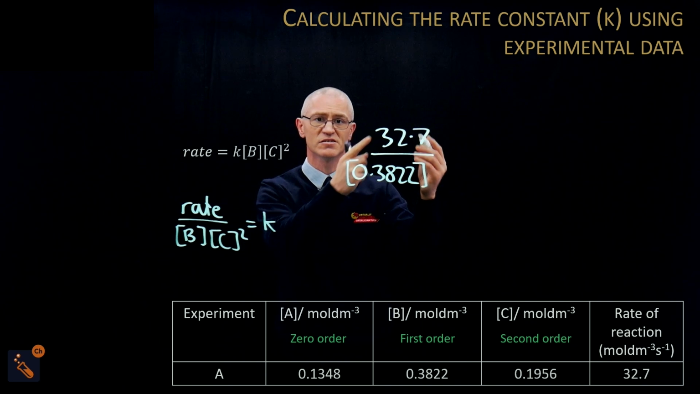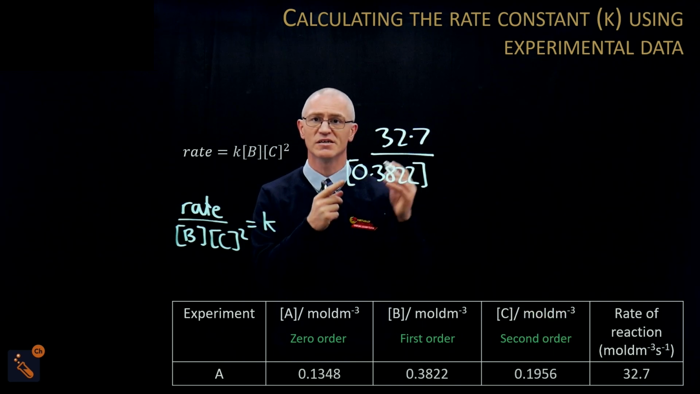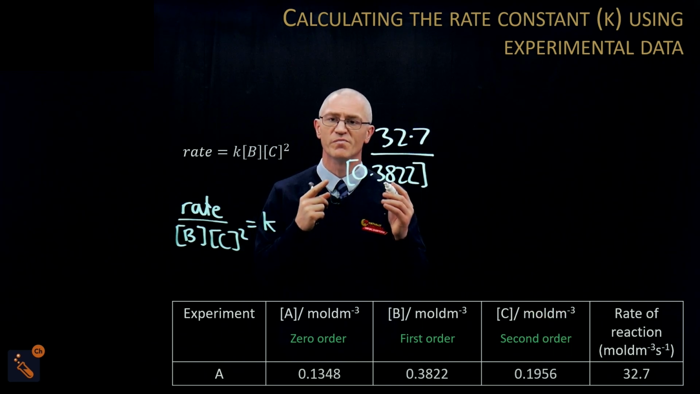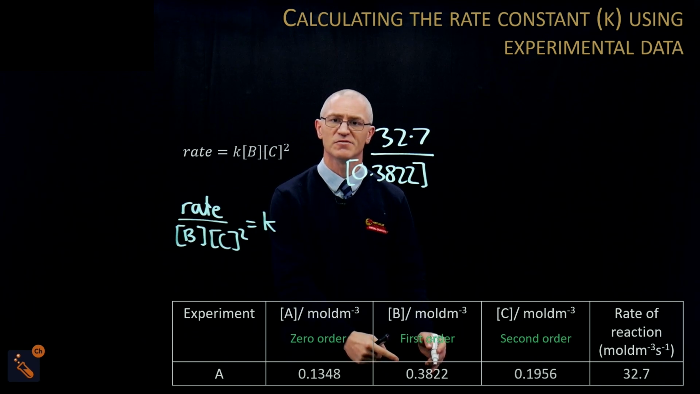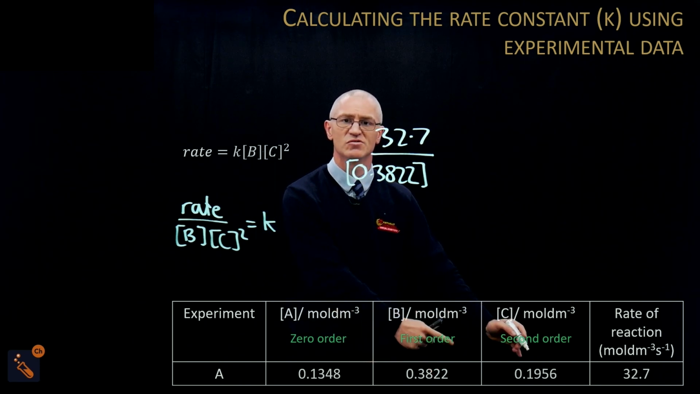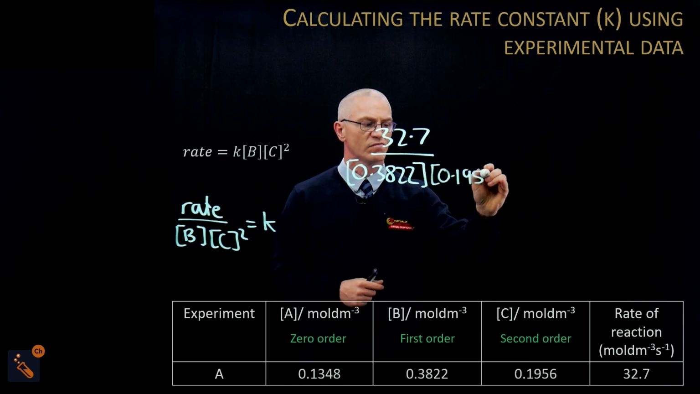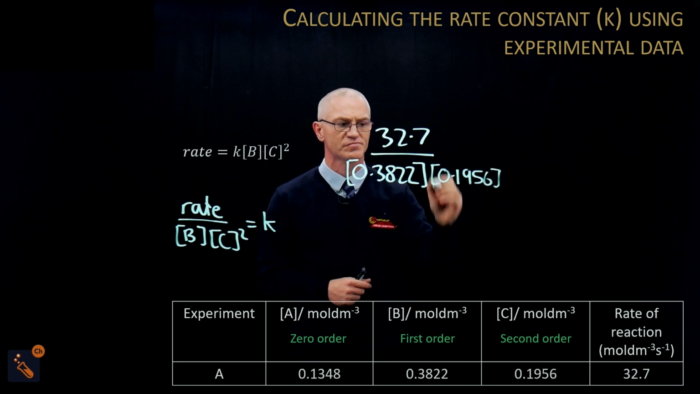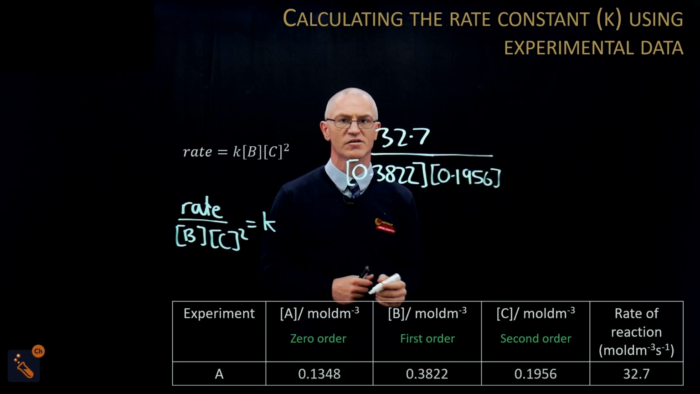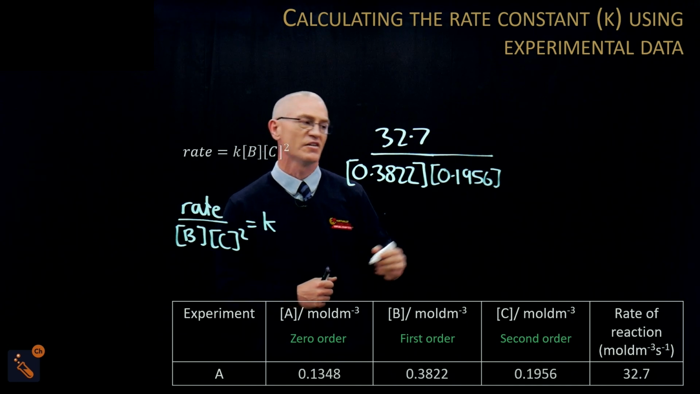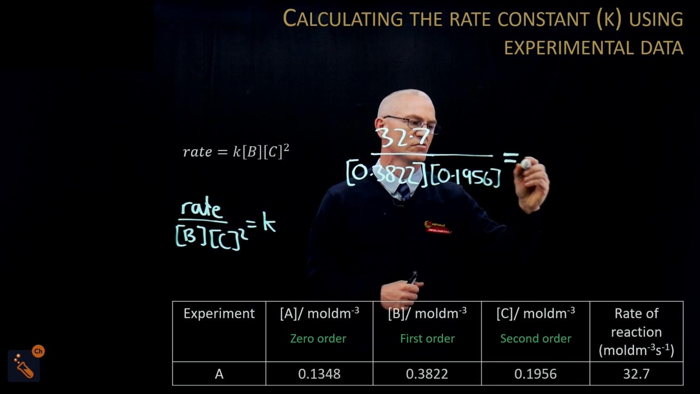So our rate is 32.7, which we've got from down here. Then we've got a concentration of b, which is down here. And then we want c, which is 0.1956. Let's just elongate that. Okay. And then that is going to equal k.